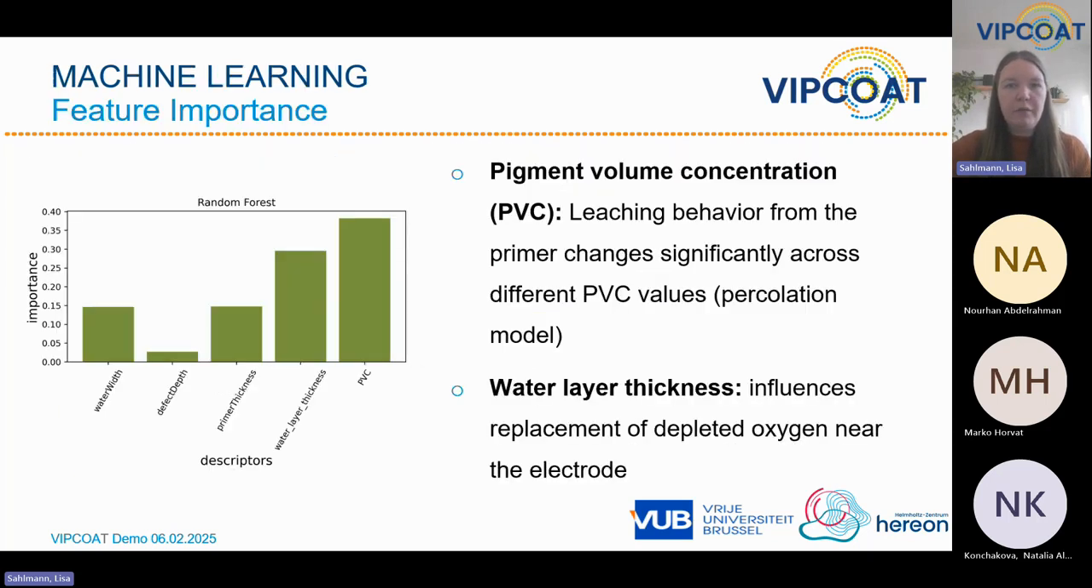And here, it's just a little more insight into the machine learning model, the feature importance. So we got the pigment volume concentration as the most important input parameter. This might be because the leaching behavior from the primer changes significantly across the different pigment volume concentrations. And that comes from the percolation model, which was already explained earlier by Nuran. And the second most important input parameter is the water layer thickness, probably because it influences the replacement of depleted oxygen near the electrode.